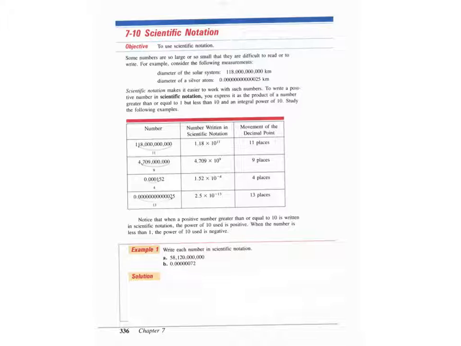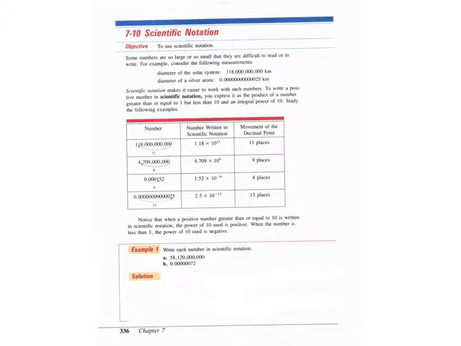into scientific notation. So the correct format for scientific notation is you need to only have one number in front of the decimal point. So it's got to be a number between 1 and 10. And then it's going to be multiplied by some power of 10. So what we're going to do is count how many times we move our decimal point so that it's behind a number that's between 1 and 10.